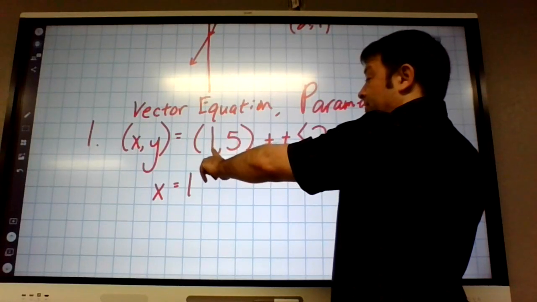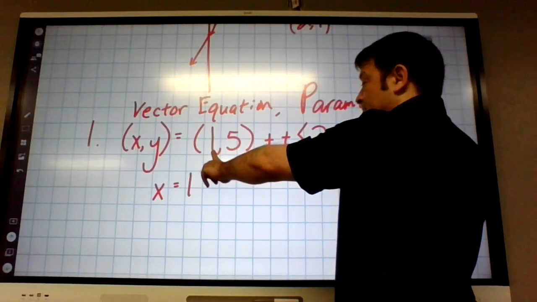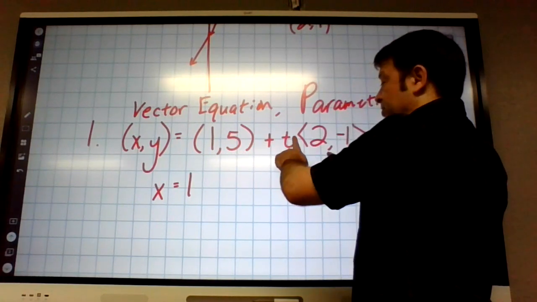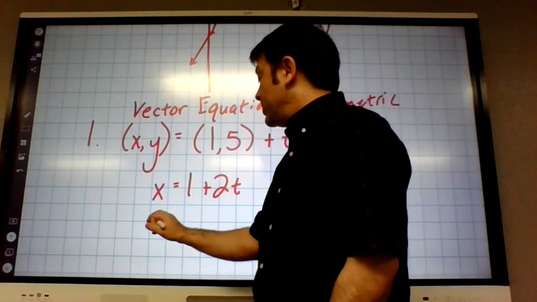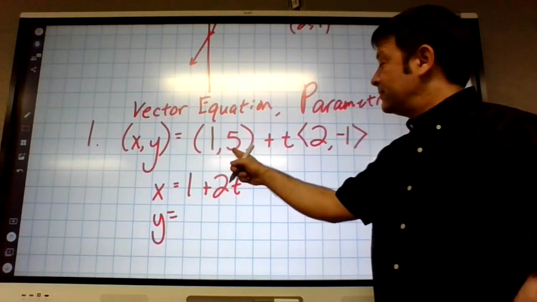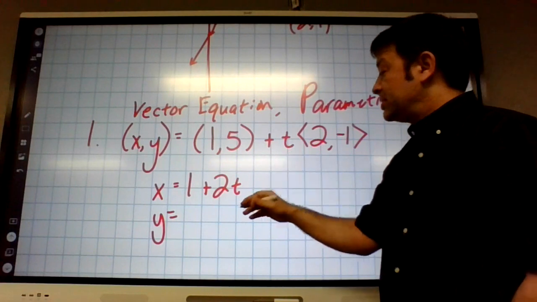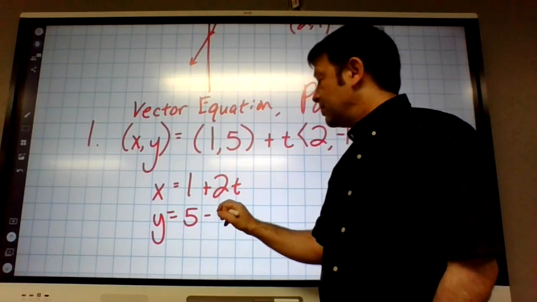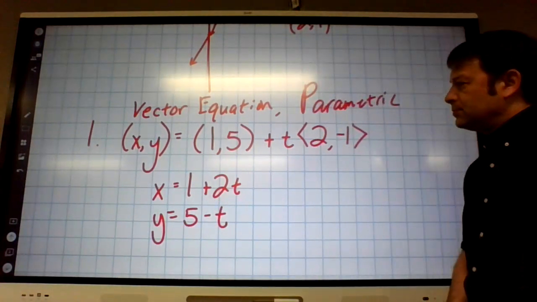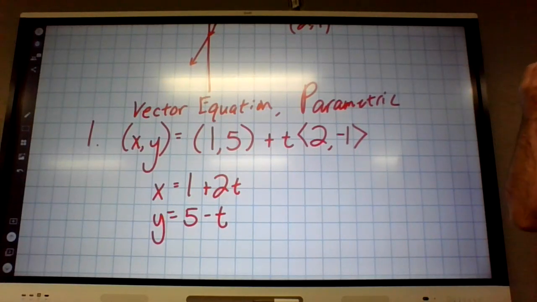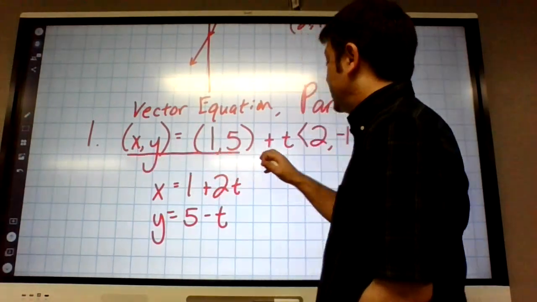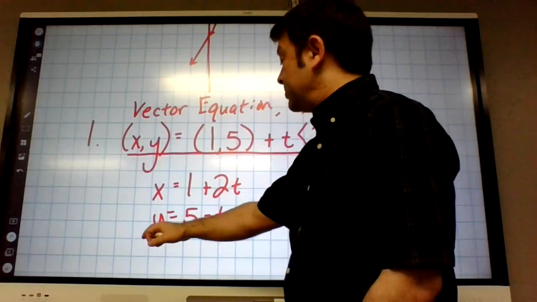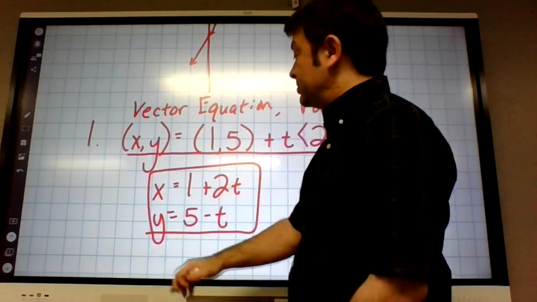So the x coordinate will basically be 1 plus 2 times t. And the y coordinate is going to be 5 plus -1 times t, or just 5 minus t. So the first one is the vector equation, the second one is the parametric equations.